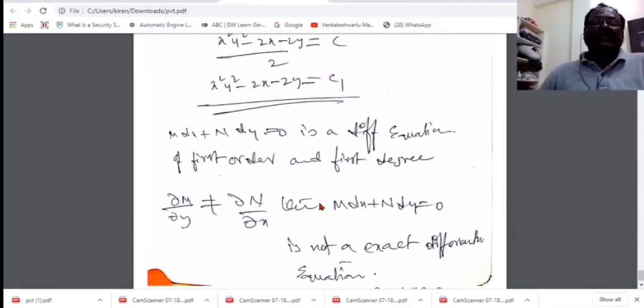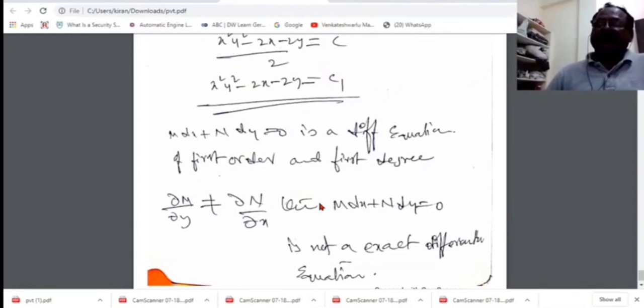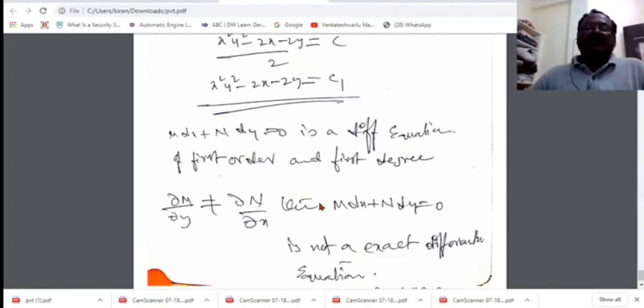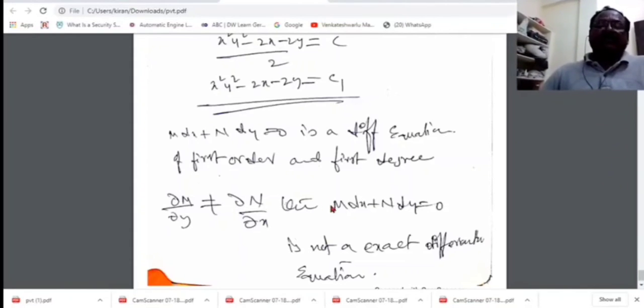Today we discussed the first order and first degree differential equation. Later, in the next class, we will discuss the non-exact case.